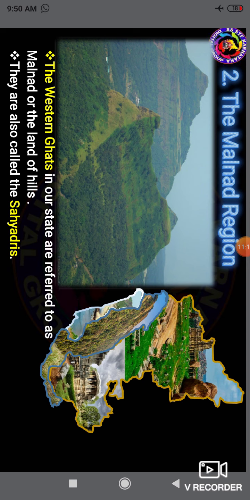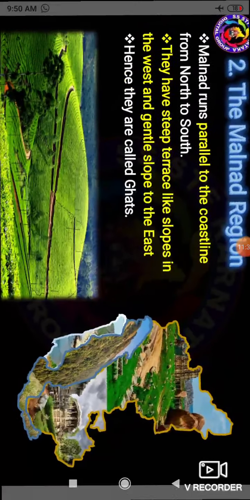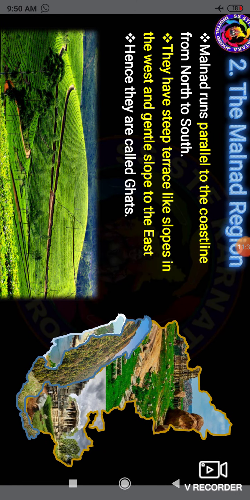The Western Ghats in our state are referred to as the Malnad, or the land of hills. They are also called the Sahyadri regions. And then the Malnad runs parallel to the coastline from north to south. They have steep terrace-like slopes in the west and gentle slopes in the eastern side. Hence they are called the Ghats.